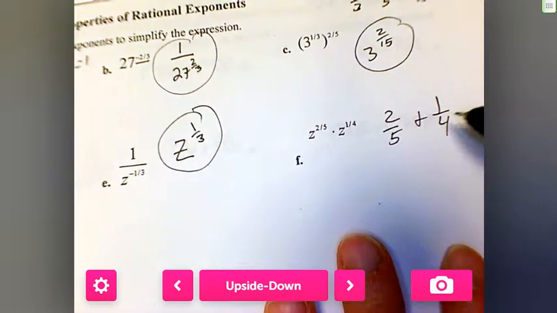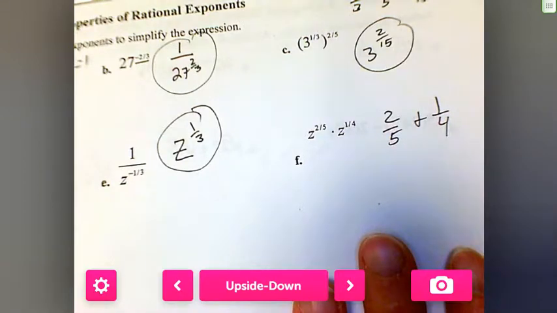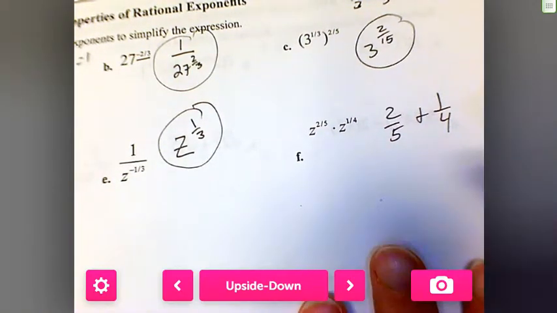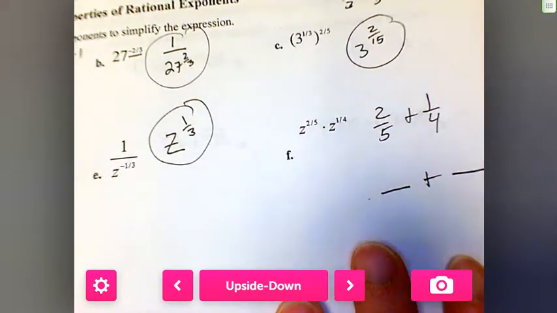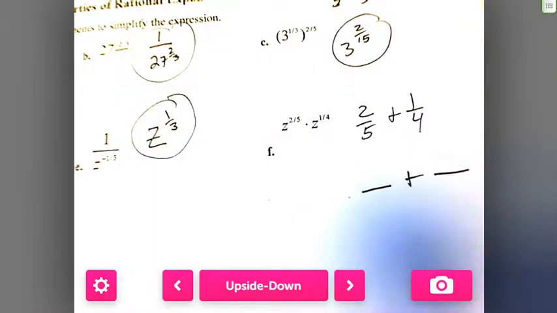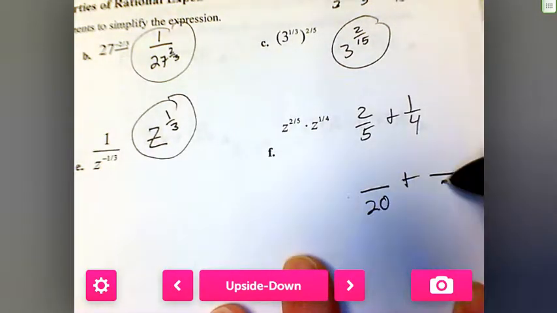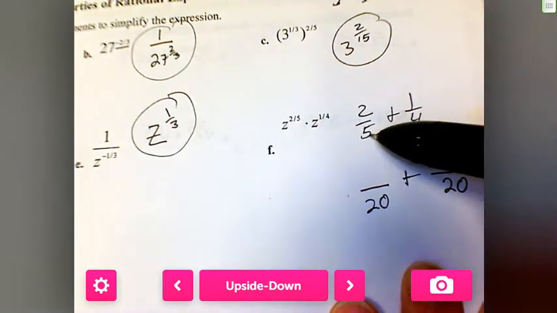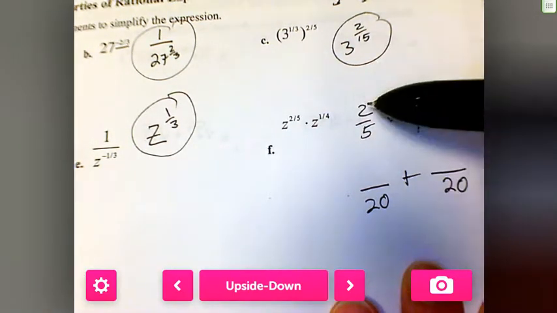What goes into both 5 and 4 evenly? So I'm going to tell you this, always, always, and forever. If you're like 5 and 4, oh, I don't know, you can always multiply them. What's 5 times 4? 20. Okay, so I know 20 goes into both of those, right? 5 times what gave me 20? 4. So I'm going to multiply the top by 4.